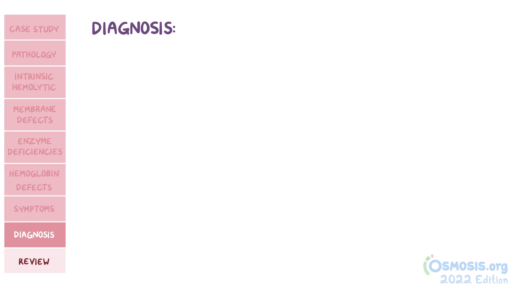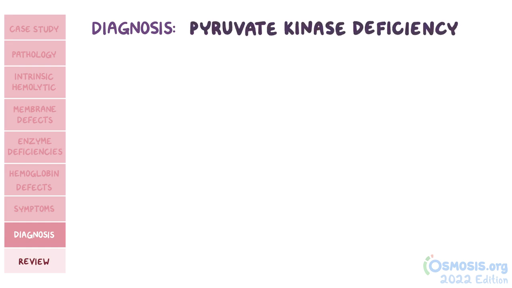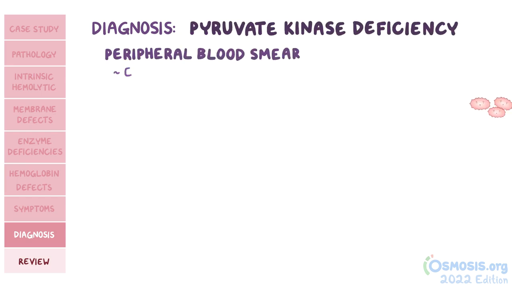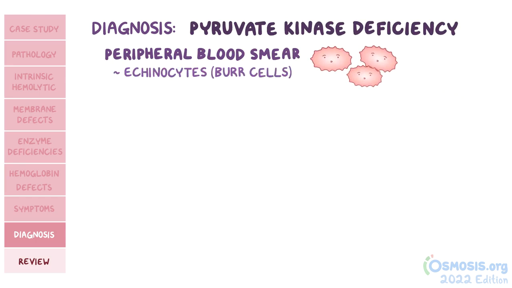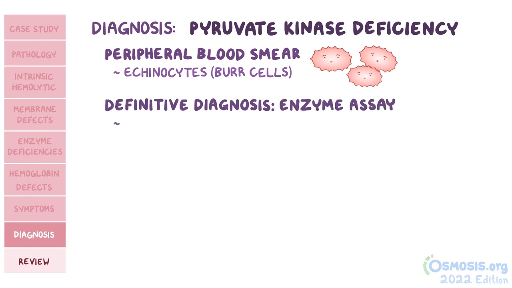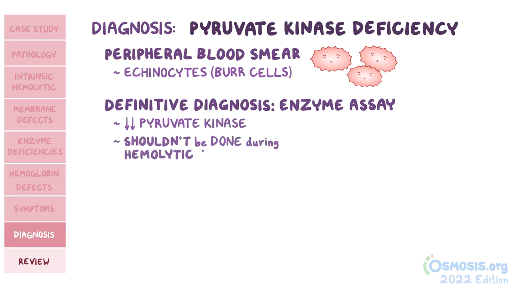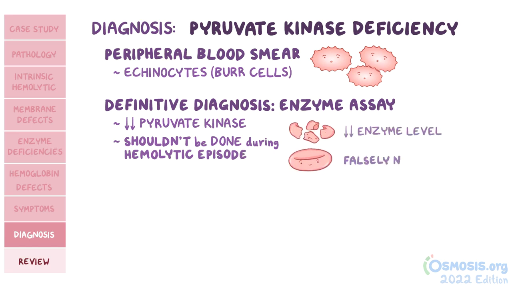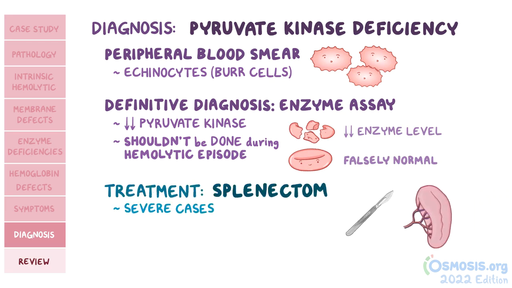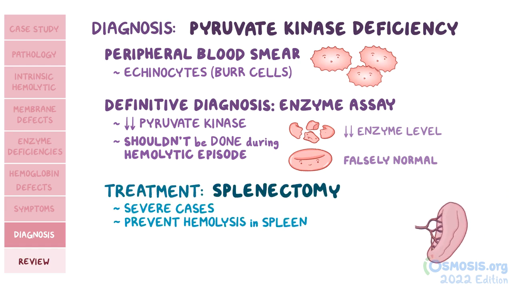Likewise, diagnosis of pyruvate kinase deficiency starts with a peripheral blood smear, which may show the characteristic echinocytes or Burr cells. But definitive diagnosis comes with an enzyme assay, showing low levels of pyruvate kinase. Once again, the assay shouldn't be done during the hemolytic episode, since the levels of pyruvate kinase will be falsely normal. In severe cases, the treatment is a splenectomy to prevent hemolysis in the spleen.